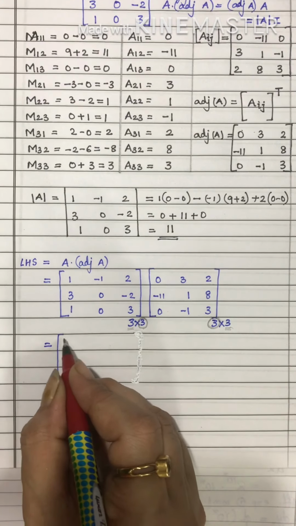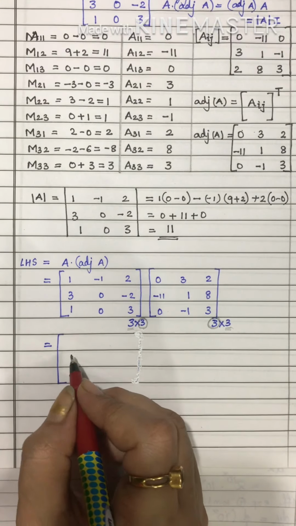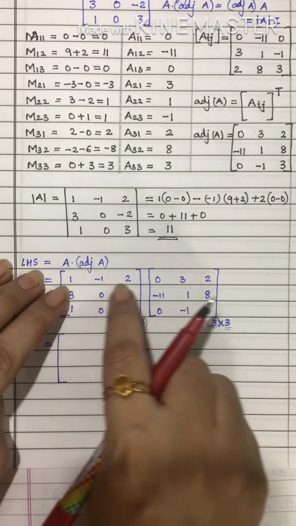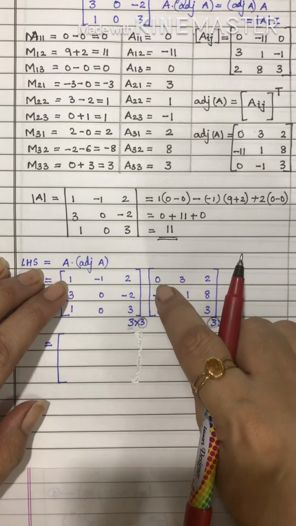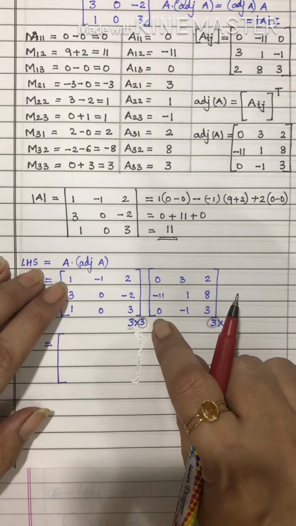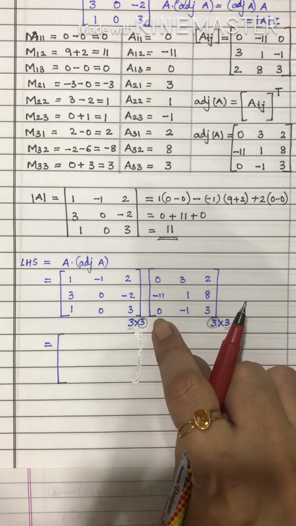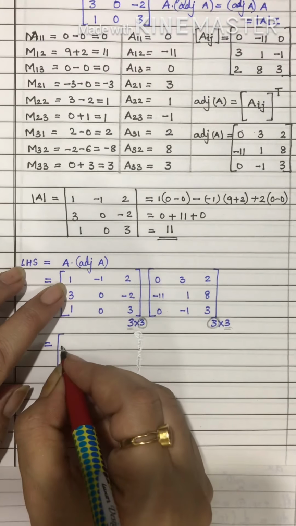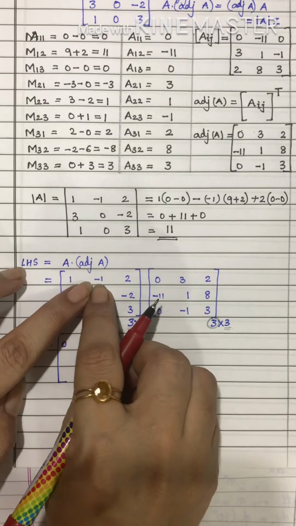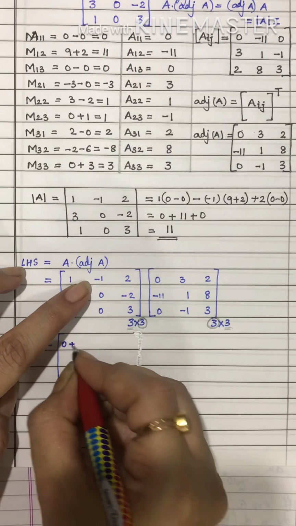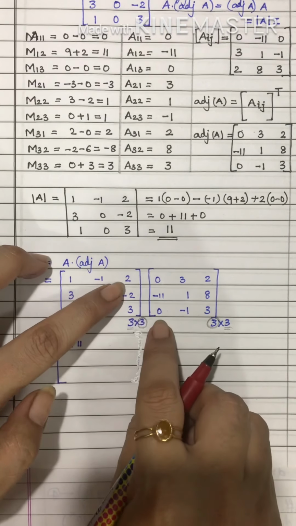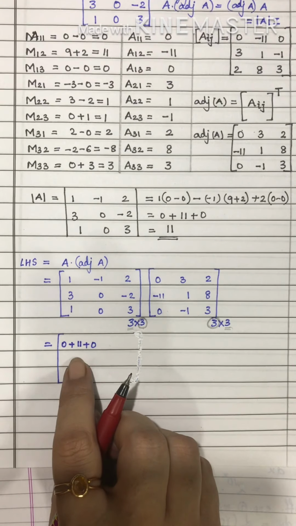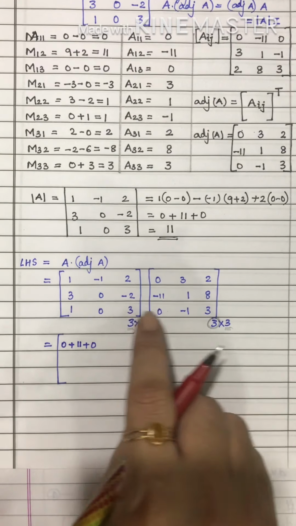The very first element here is generally denoted by A11, that is first row first column. So you will need the elements of the first row of the first matrix and the elements of the first column of the second matrix. So how do we do the multiplication here? We start with 1 into 0, 0, minus 1 into minus 11, that is 11, and then 2 into 0. So this will be the first element of the matrix we get after finding the product.